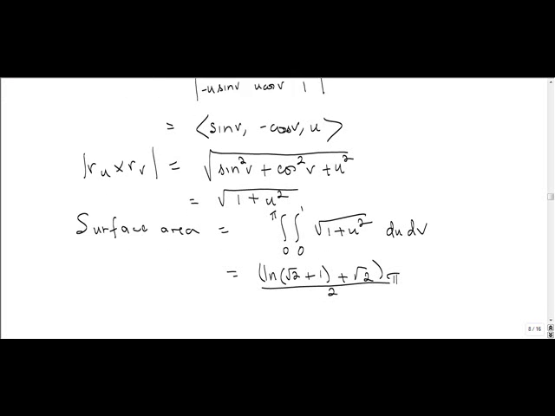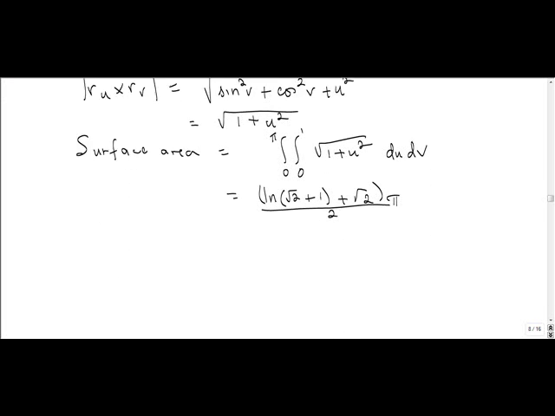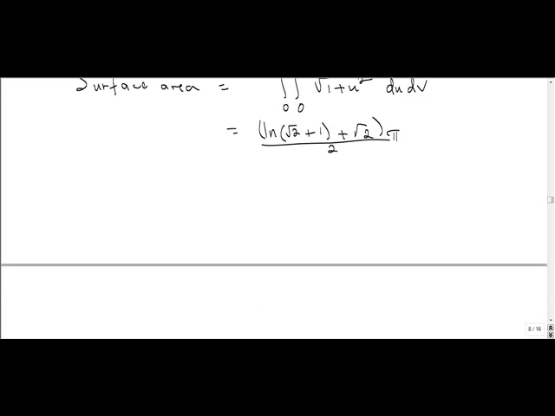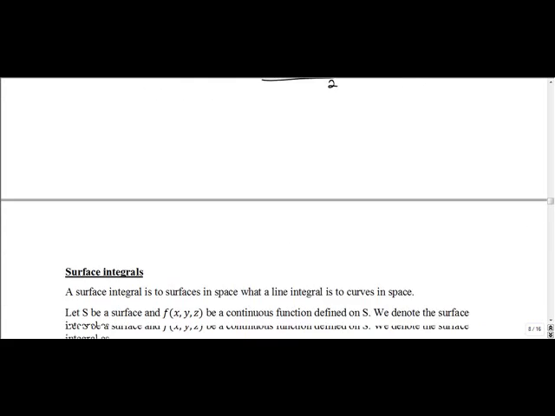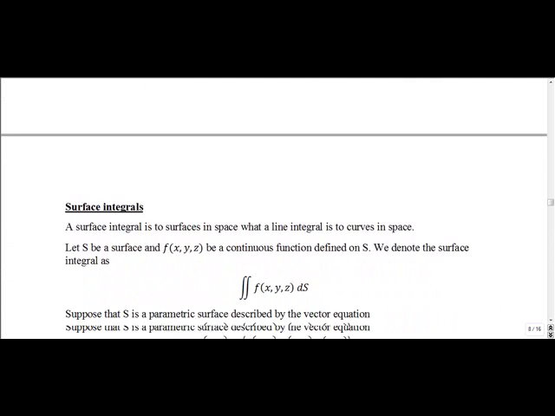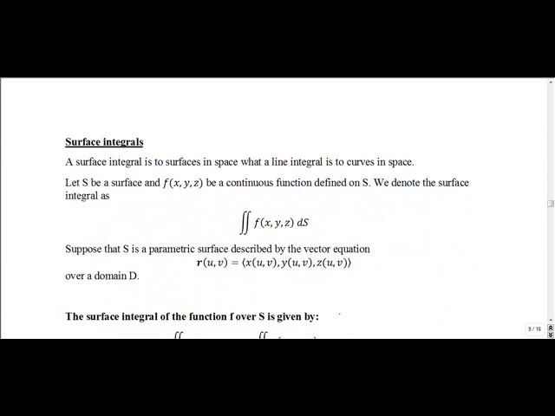Okay, let's move on. Aha, we are moving on to surface integrals now. What is a surface integral? We looked at line integrals. We integrated over a curve in the plane. Why do I have the in space here? That's not right. Curves in the plane.